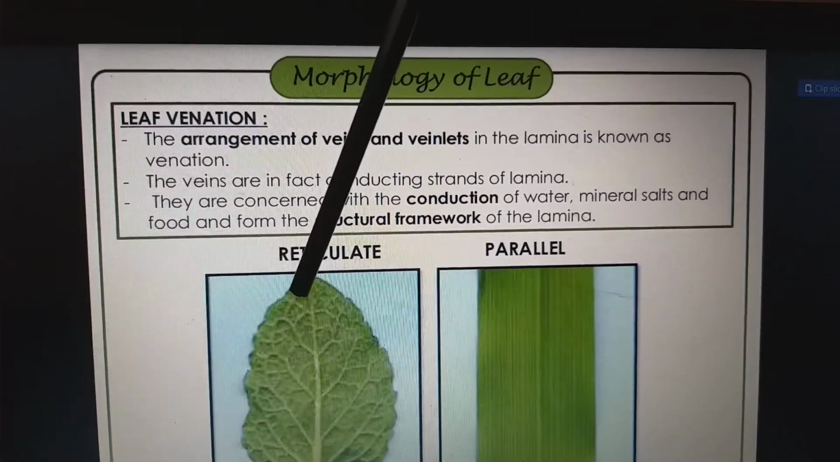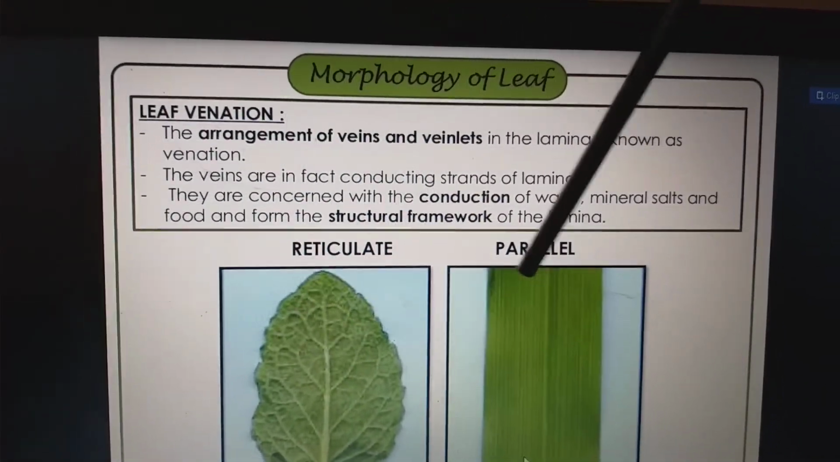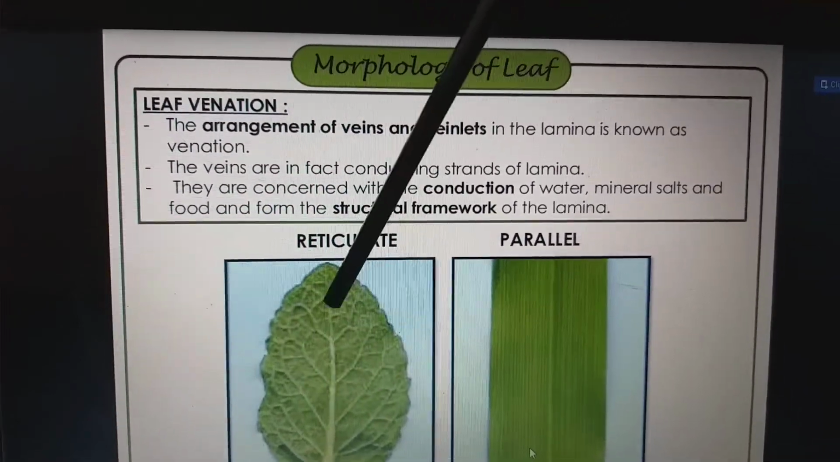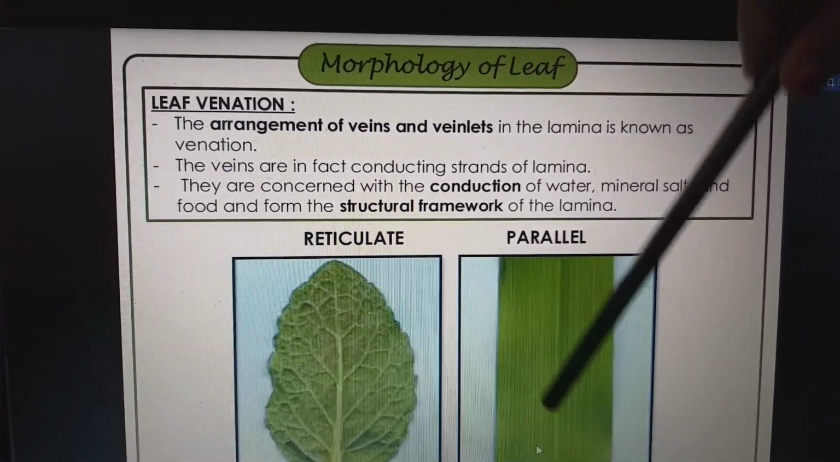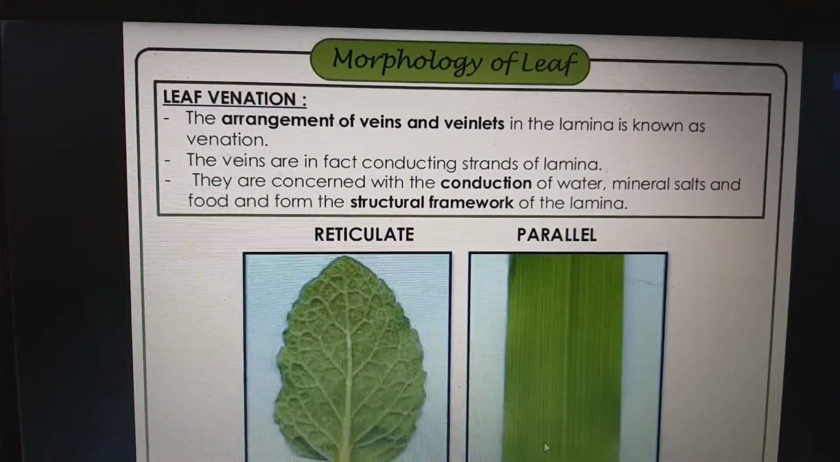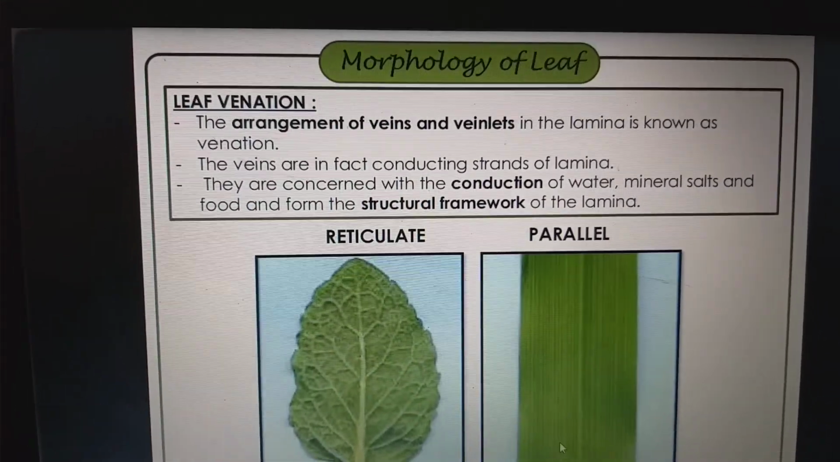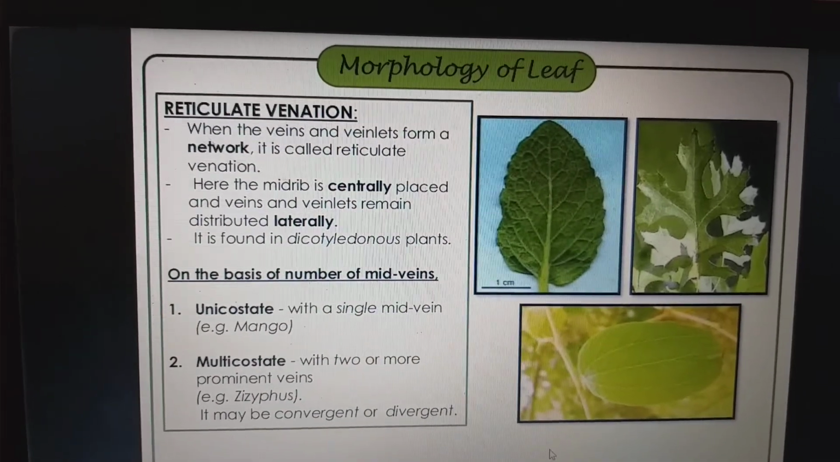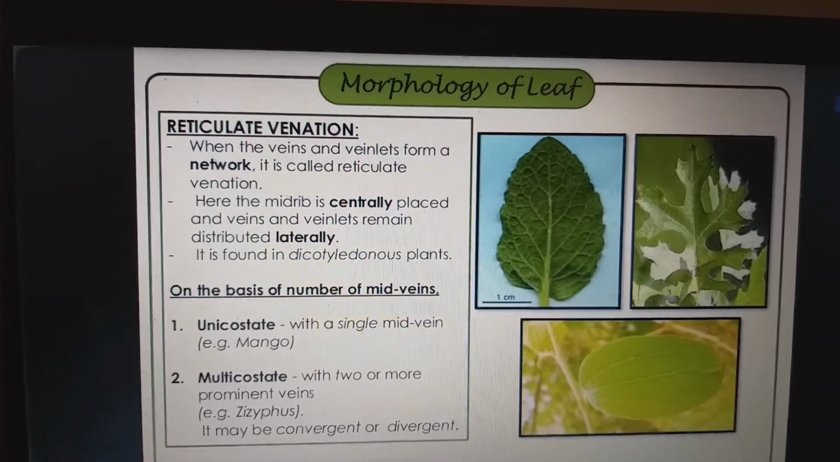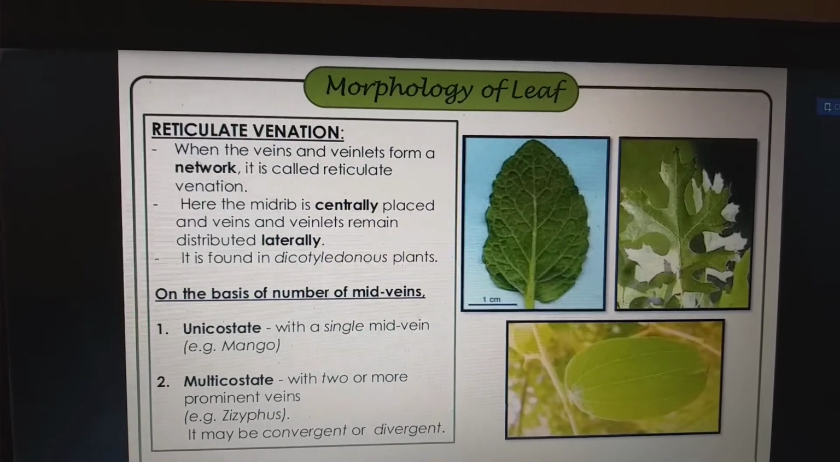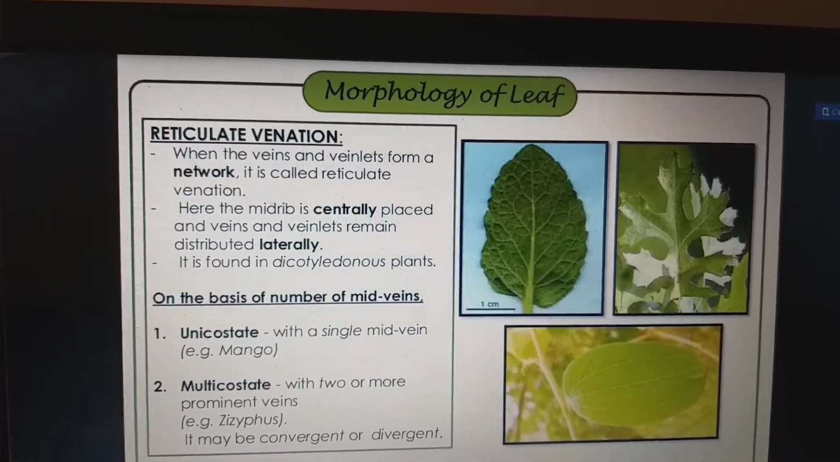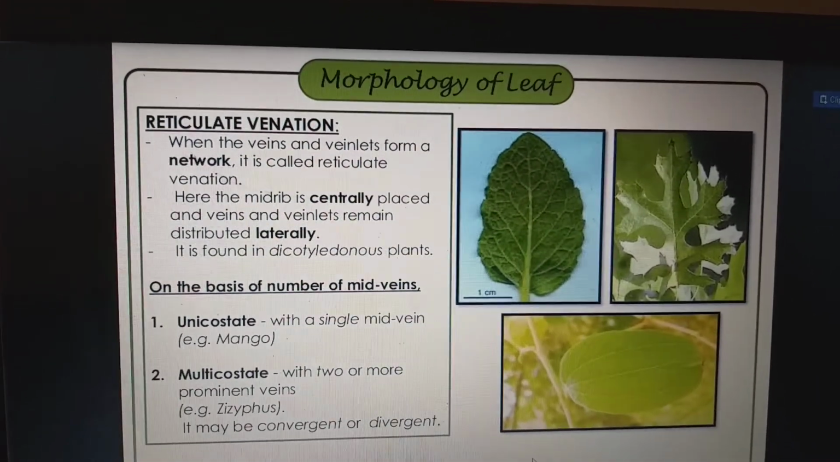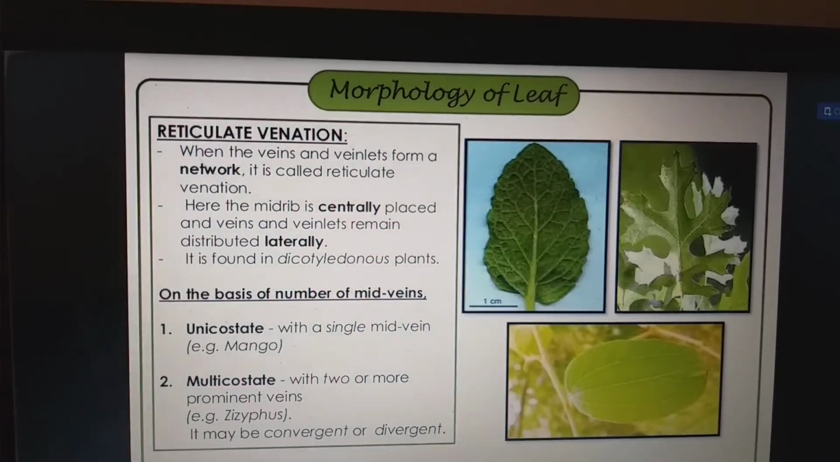This is reticulate venation and this is parallel venation. You can see this looks like a net, and this looks like very parallel lines passing, like the striations of skeletal muscle. And coming to the reticulate venation, when the veins and veinlets form a network we call it reticulate venation. Here the midrib is centrally placed and the veins and veinlets are distributed laterally. It is found in dicotyledonous plants.